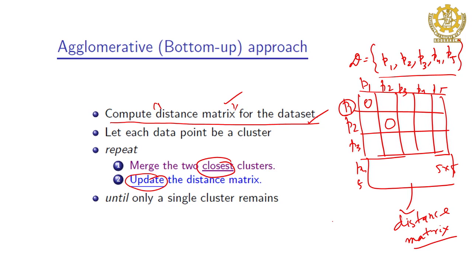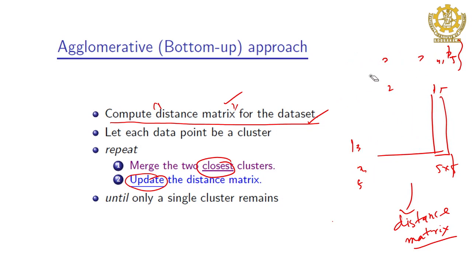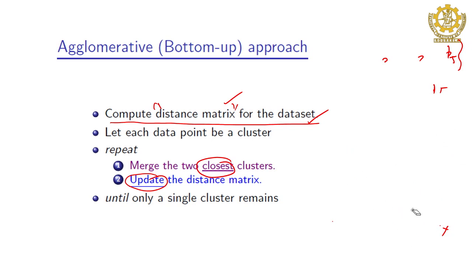Before knowing how to merge the two closest clusters, closest means minimum distance, that is obviously known. But before that we should know how to compute the distance from one cluster to another cluster. We know how to compute the distance between 2 points, okay? Using Euclidean distance we can compute. But the thing is, how to compute the distance from one cluster to another cluster.